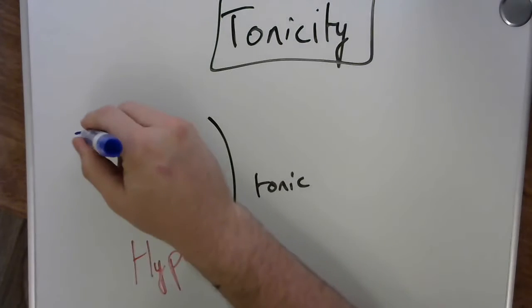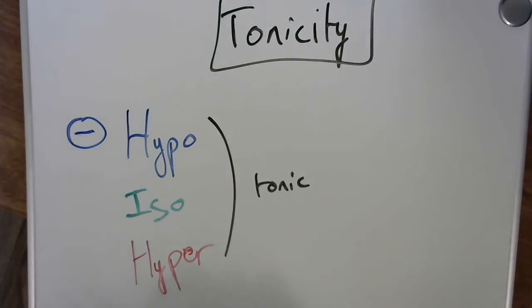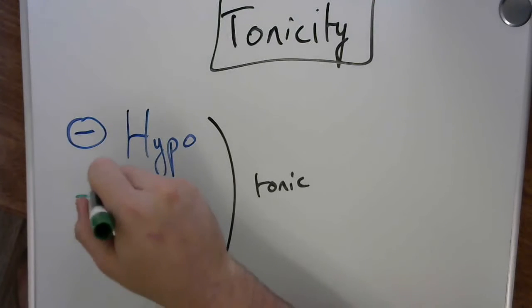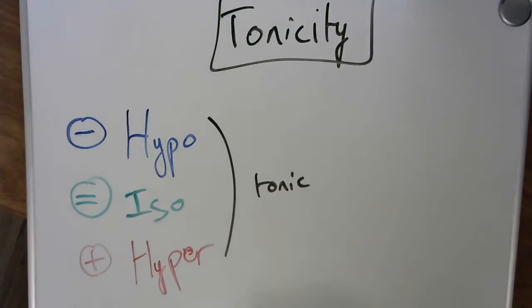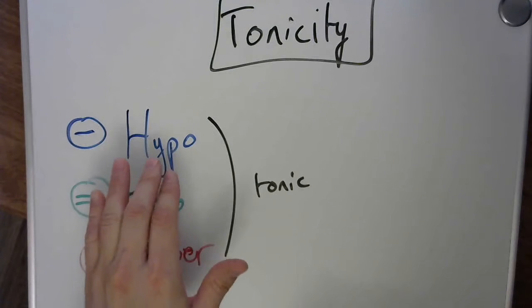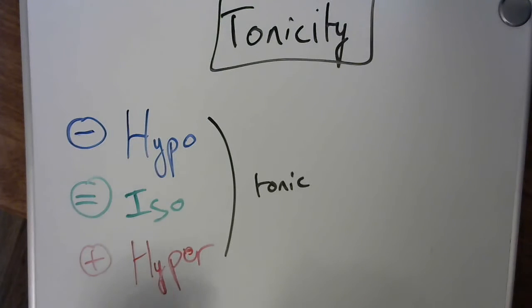Think of hypo as low, iso as equal, and hyper as plus. So you can think of that easily. Hypoderm, it's under the derm. You can just think of hypo as opposed to hyper. Hyper being a lot, like you're hyper, you're always energetic, right?